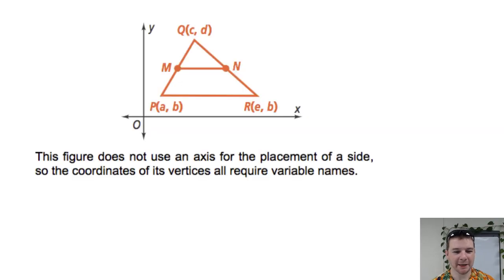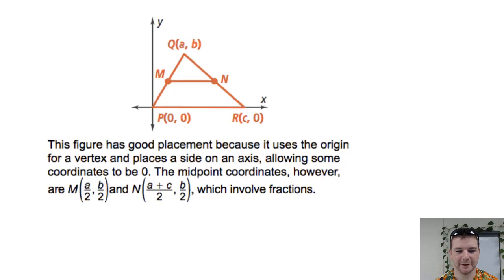This figure does not use an axis for the placement of a side, so the coordinates of its vertices all require variable names. Notice how P has coordinates A, B. So we have variables to represent the x-coordinate and the y-coordinate. Same with vertex Q and vertex R. This figure has good placement because it uses the origin for a vertex and places a side on an axis, allowing some coordinates to be 0.